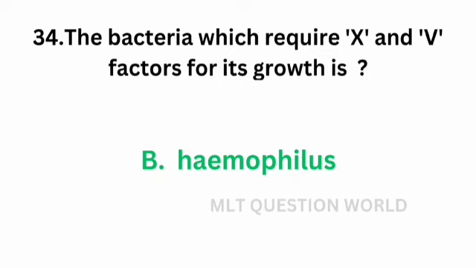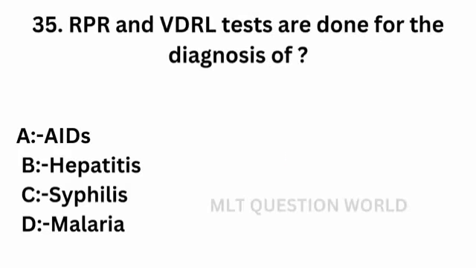The correct answer is option B, Haemophilus. Haemophilus influenzae requires factor 10 and 5 for their growth.